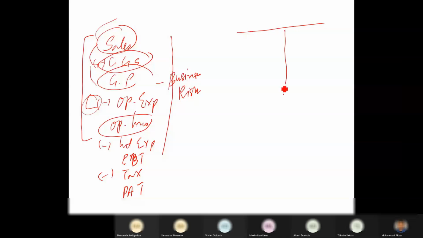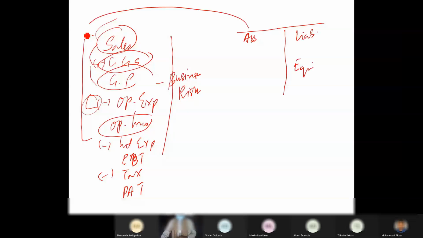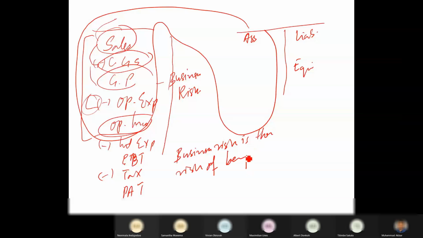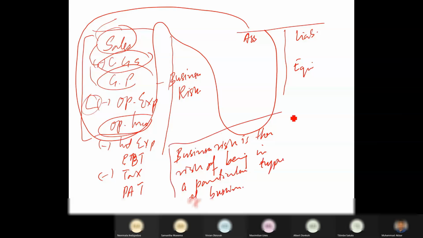And on the balance sheet, we have the asset side and the liability side of the balance sheet, and equities, of course. So generally speaking, all this area, the asset side of the balance sheet, and on the income statement from sales to operating income, any factor that adversely affects the operating income of the company is considered a business risk. And most of it is related with the assets. So we say that business risk is the risk of being in a particular type of business. It's quite generic, what I have written here.